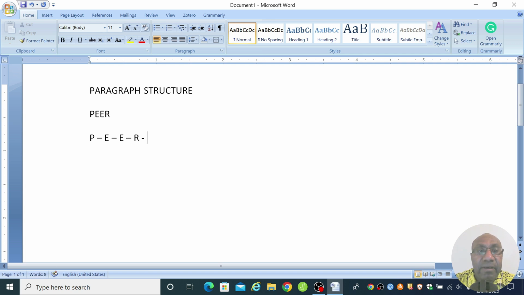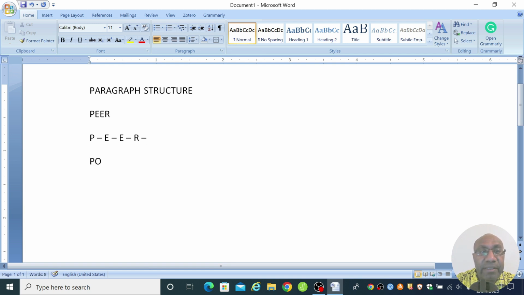And the R for repeat or relevance. This is the last sentence, last 2 sentences maybe, but maybe it could be just one sentence at the end of the paragraph. You use the last sentence to connect with the main point, and in other words, you want to repeat or re-emphasize the point again using the last sentence or last 2 sentences.